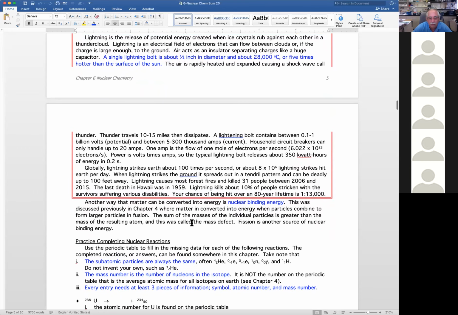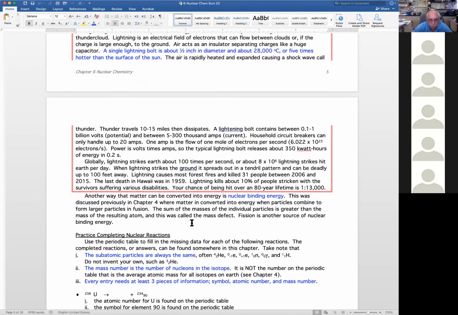So anyway, the last death from a lightning strike in Hawaii was in 1959. It kills about 10% of the people that are hit by it. Your chance of being hit over an 80-year lifetime is about 1 in 13,000. But really, that's kind of a lot of people to get hit by lightning.